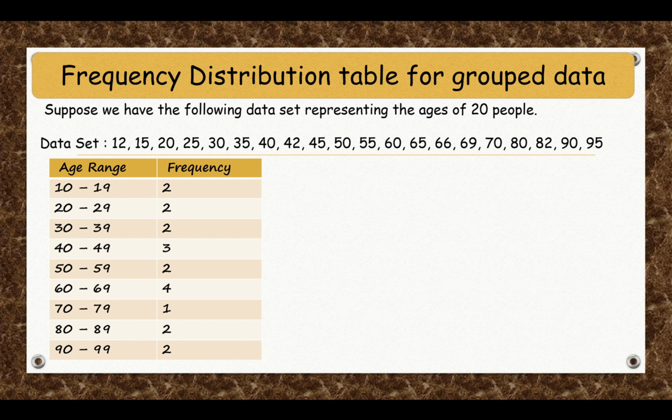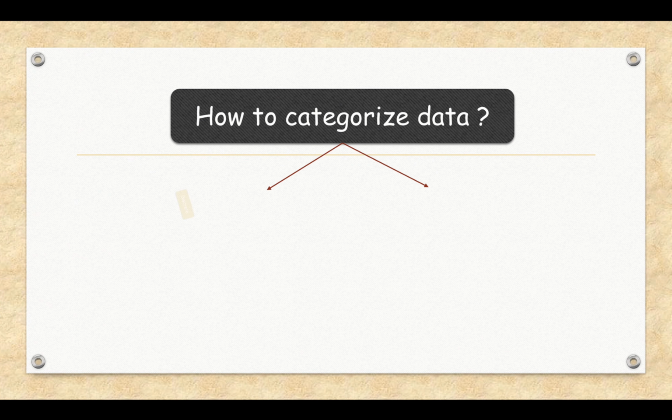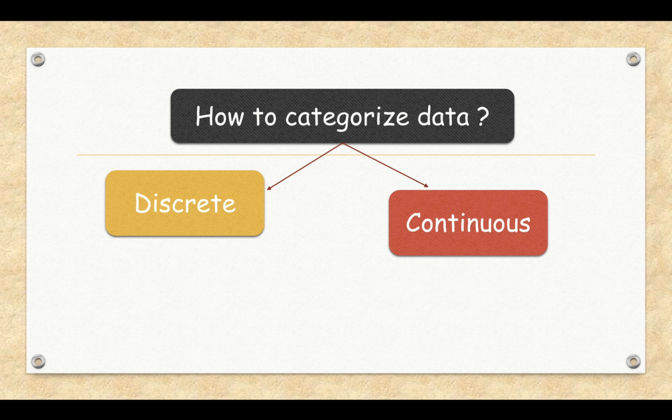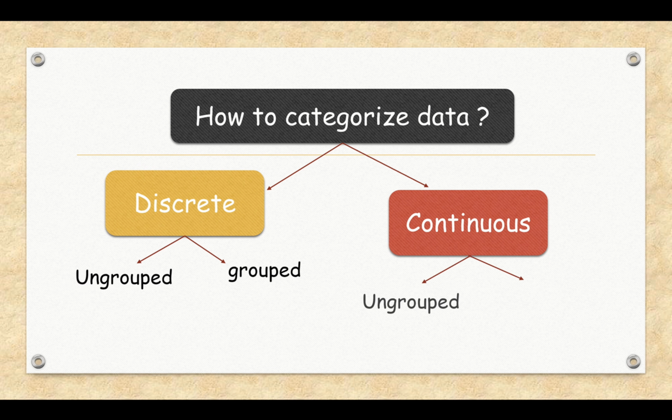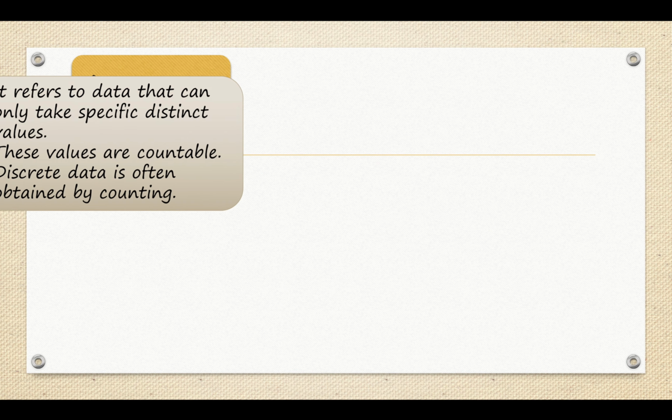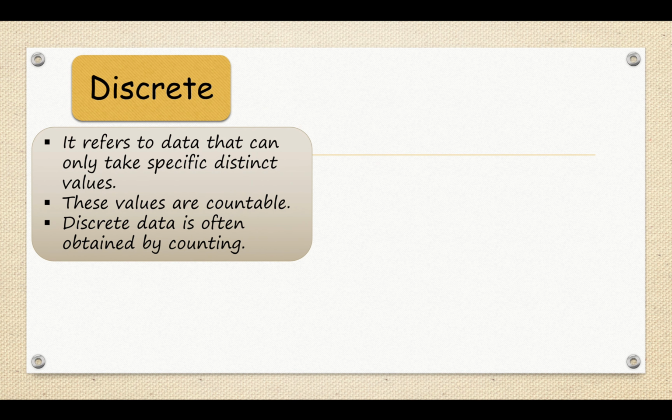Let us see how to categorize data. We can categorize data into two main types, discrete and continuous. Discrete data can be either ungrouped or grouped, while continuous data can also be grouped or ungrouped. First, let us know what is meant by discrete and continuous data. Discrete data refers to data that can only take specific distinct values. These values are countable. Discrete data is often obtained by counting.